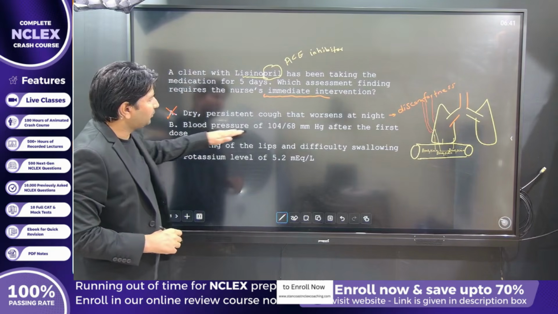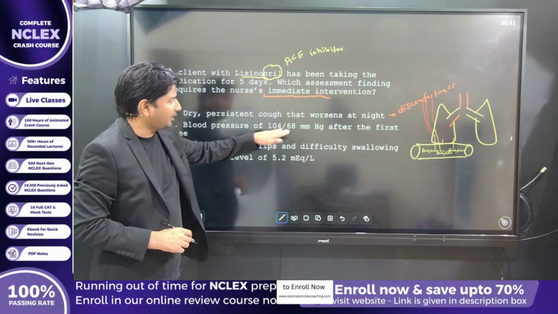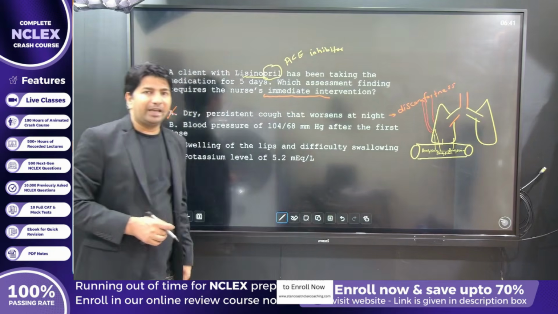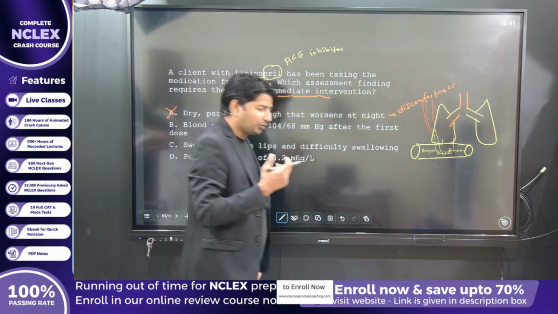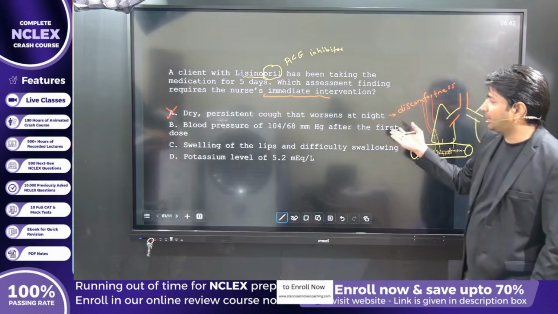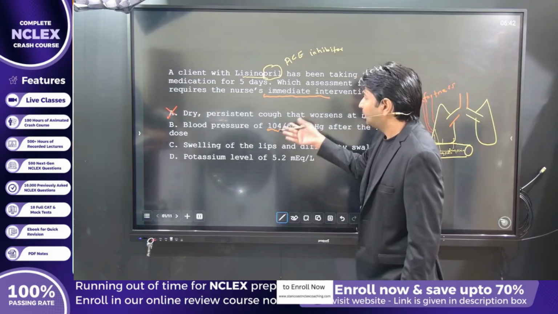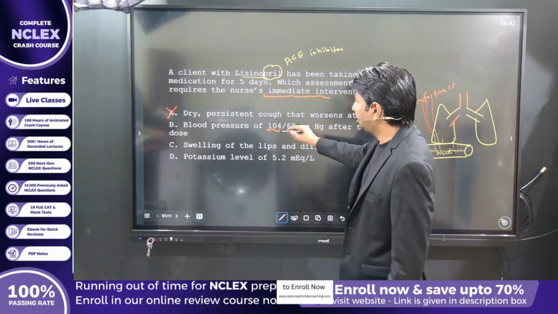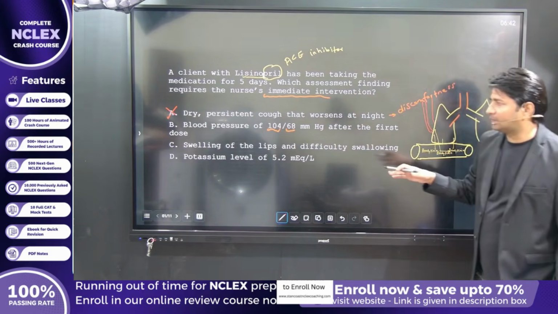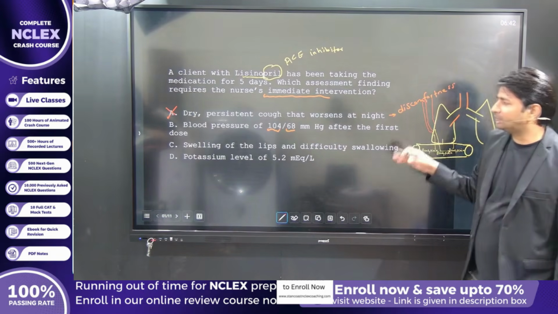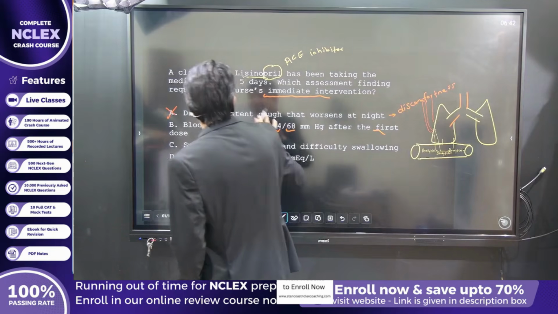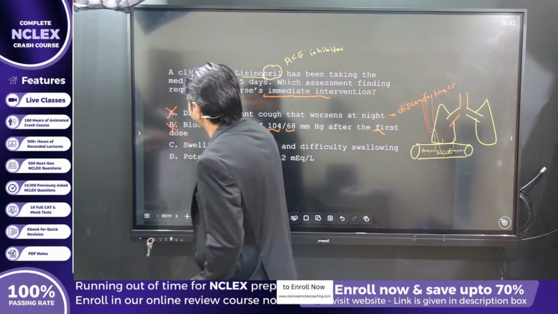Next is the blood pressure of 104/68 millimeters of mercury after the first dose. As we know, ACE inhibitors are blood pressure lowering drugs, meaning they will reduce blood pressure, so this is the expected effect of that drug. 104 means the blood pressure has come within the normal range, and 68 diastolic. It means that's slightly lower than the normal range, but this is expected after the first dose. It means this is also expected. So here, this is also wrong.